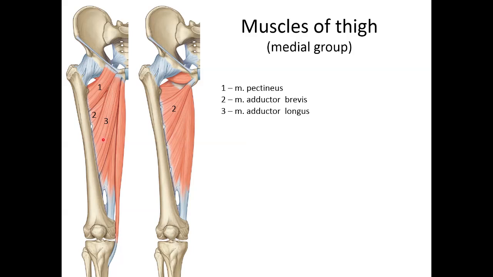So if we try to find them in the cadaveric specimen, musculus adductor longus is more superficially localized in comparison with adductor brevis. Adductor brevis is more superior and more deeply localized. So adductor longus number 3. Then number 4, adductor magnus. Quite a large muscle.